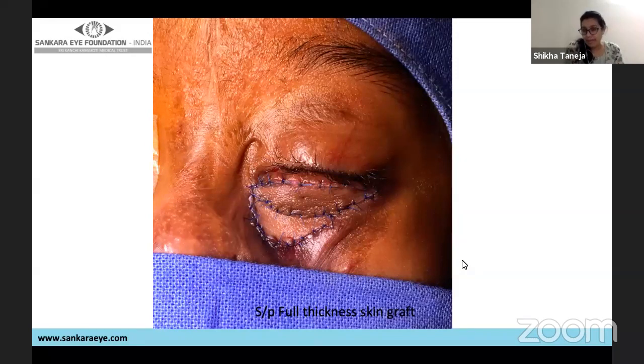We remove the bandage almost around 48 hours later so that it rests. Another important point is we should do tarsorrhaphy, especially in these ectropion corrections. We should first do tarsorrhaphy and then place the graft because that increases the immobility of the graft. The idea is the graft should remain immobile for as long as we can keep it.